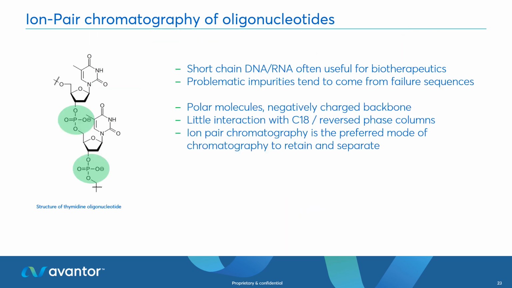Looking at the structure of an oligonucleotide, here we've just zoomed in on a small proportion of a thymidine oligonucleotide. We can see that the abundance of phosphate groups means that this becomes an ideal technique for ion pairing chromatography. There would be little interaction with the standard C18 reverse phase, but the polar interactions that we get between the phosphate and those ion pairing reagents will ensure that we get good retention and therefore good separation as well.